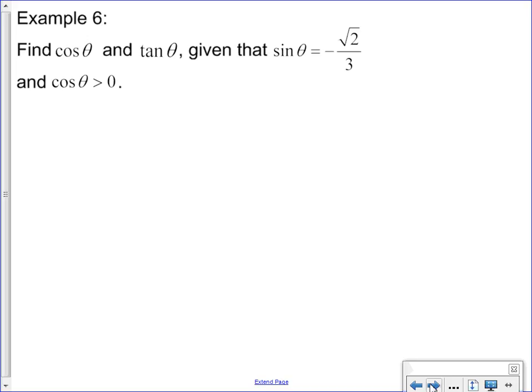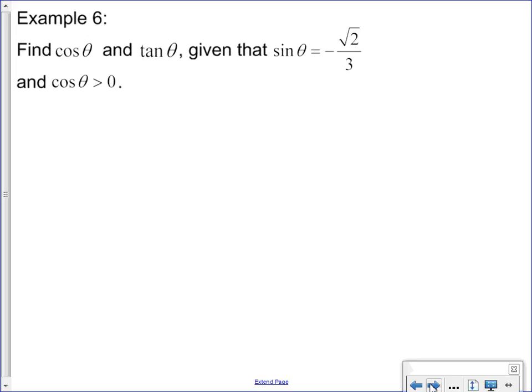All right. The clues. So here's the deal. We only have to find cosine and tangent, and we're given this sine. It's not bad. Let's use our handy-dandy identities. So one way you could do it is drawing it out. Another way you could do it is doing the identities.